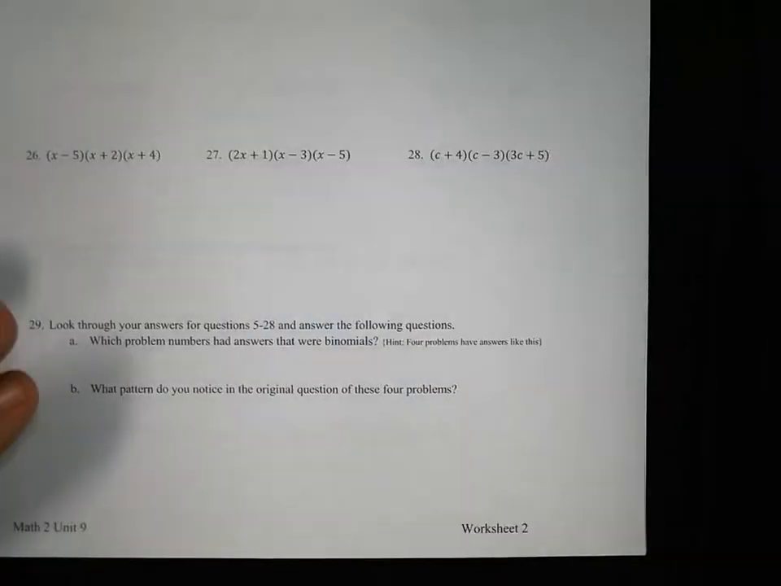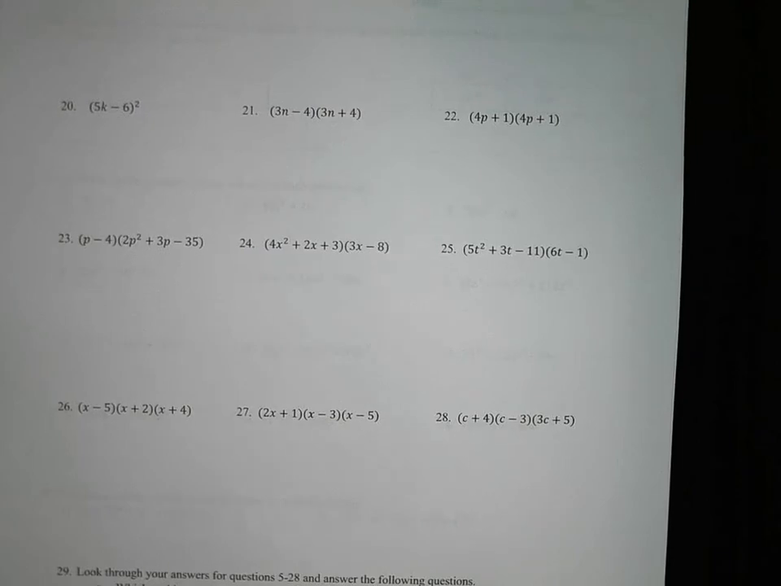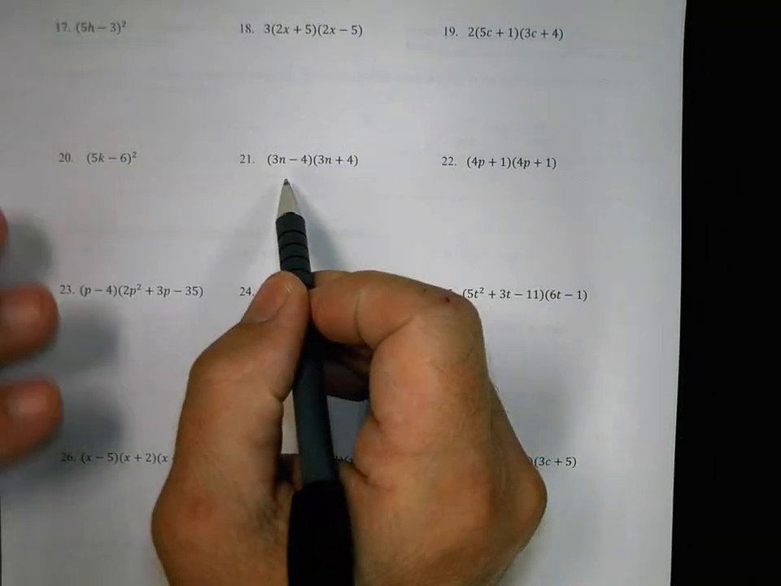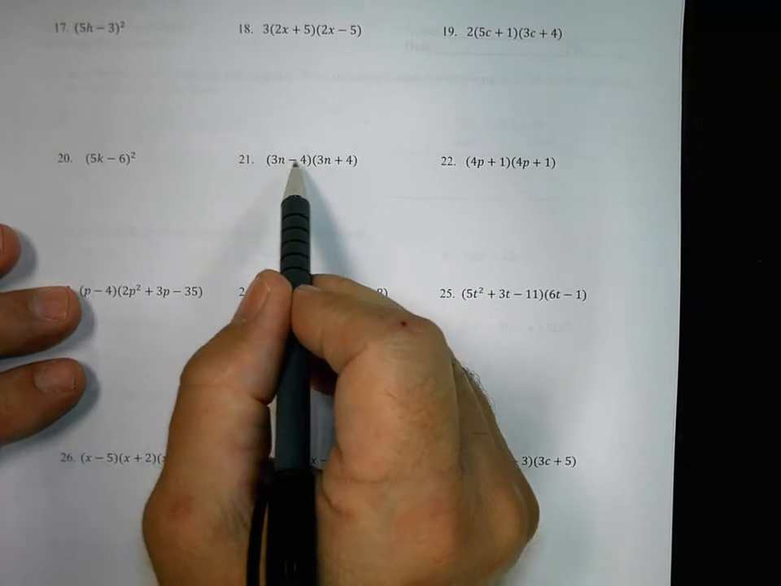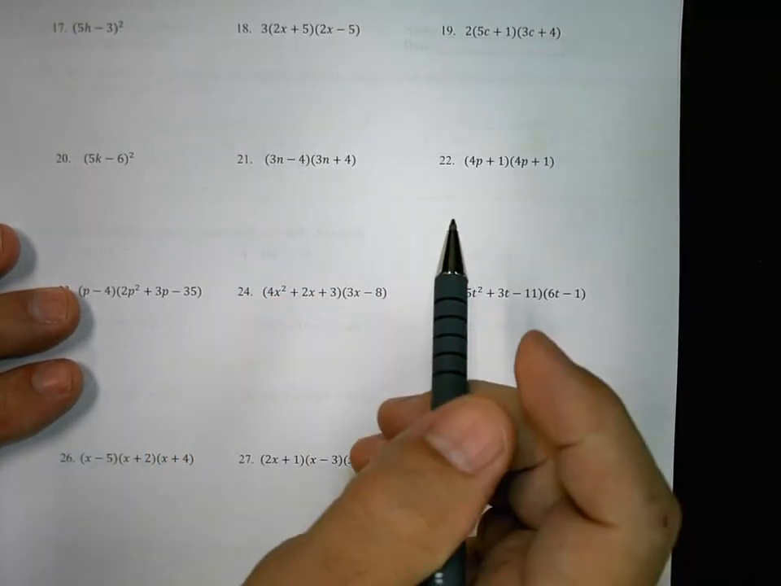Okay, let's move on to the next page. All right, number 21 is always a good one. We've covered that one already. It's called the difference of two squares. You remember that one? Notice how they are exactly the same except 3n minus 4 and 3n plus 4.